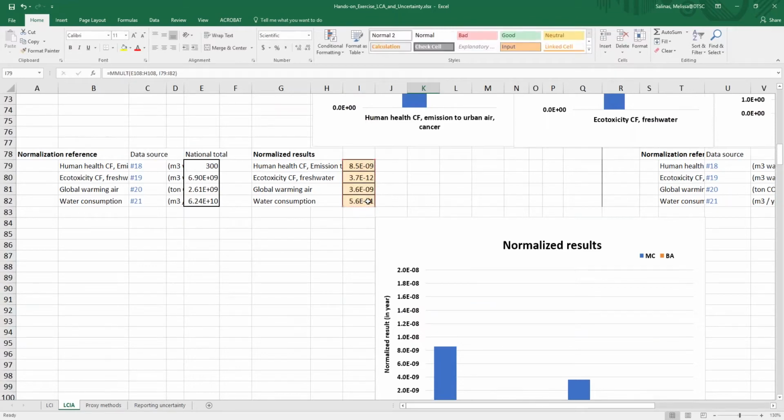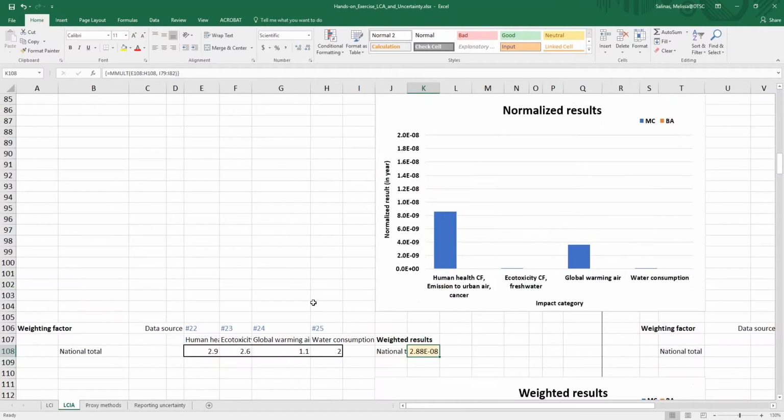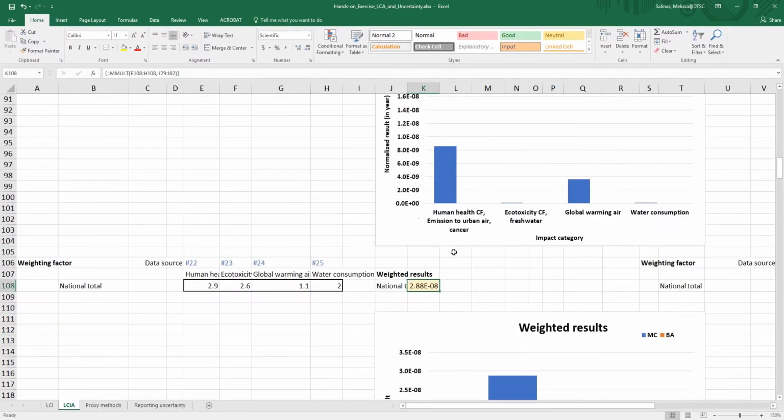And then Control Shift Enter will generate the weighted result. Now, conceptually, what you are doing here is aggregating a whole bunch of elementary flows into impact scores through characterization, and then those impact scores into one number, the weighted impact. That's what normalization and weighting does.